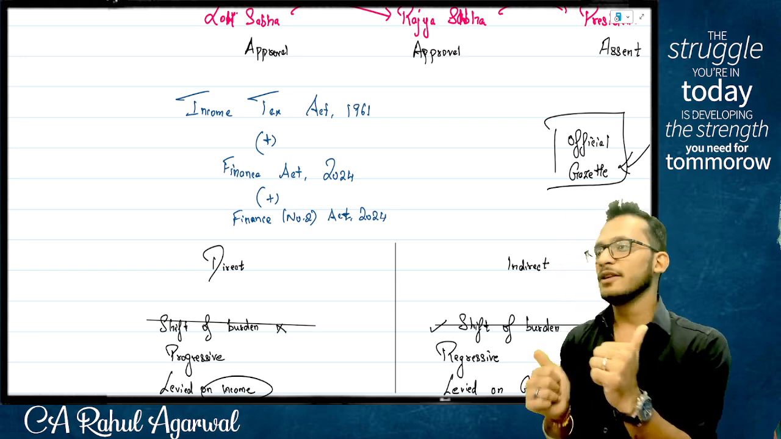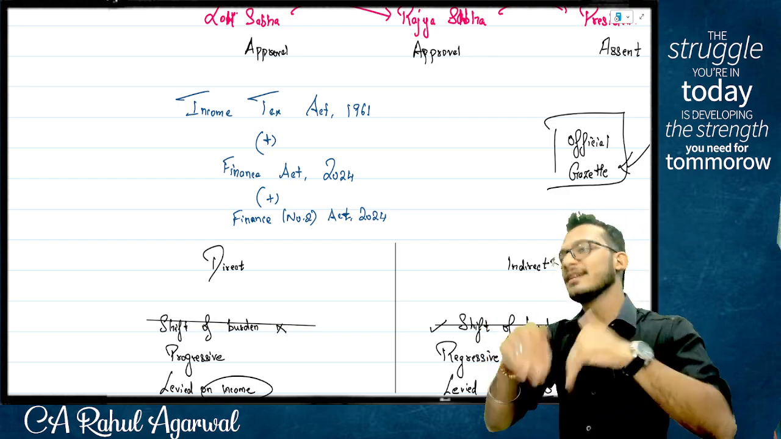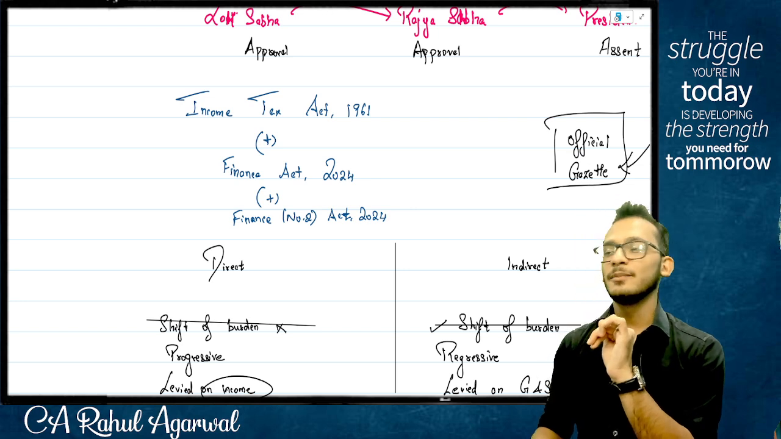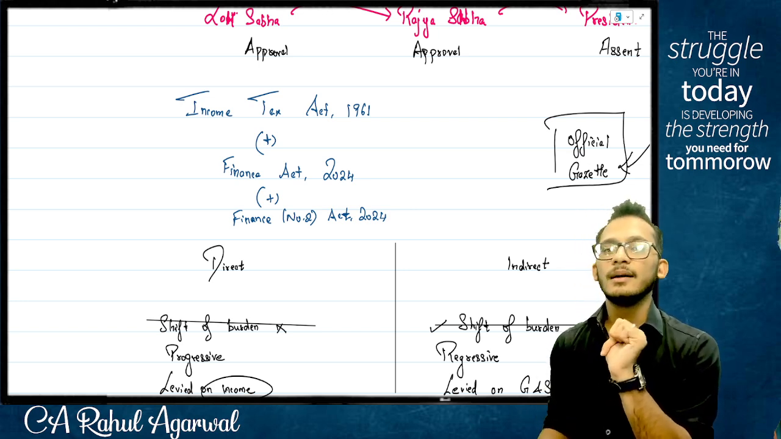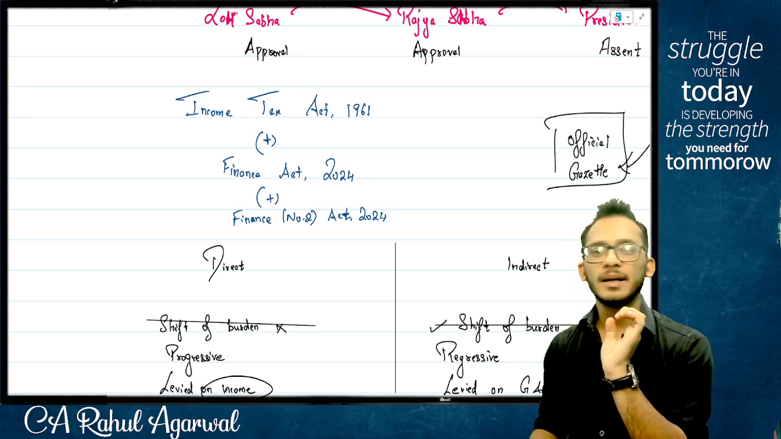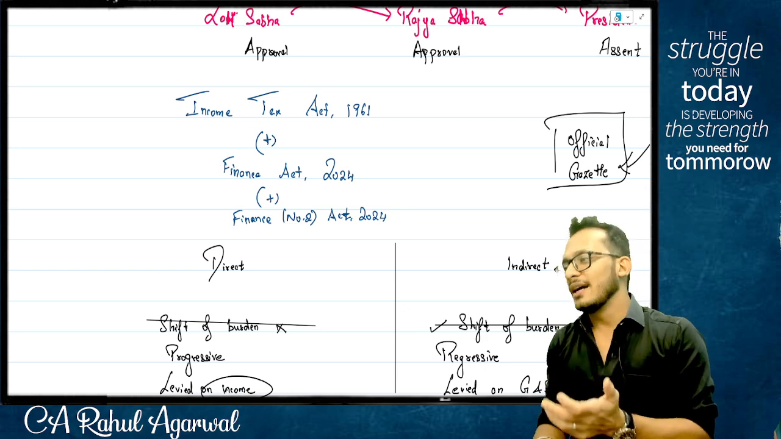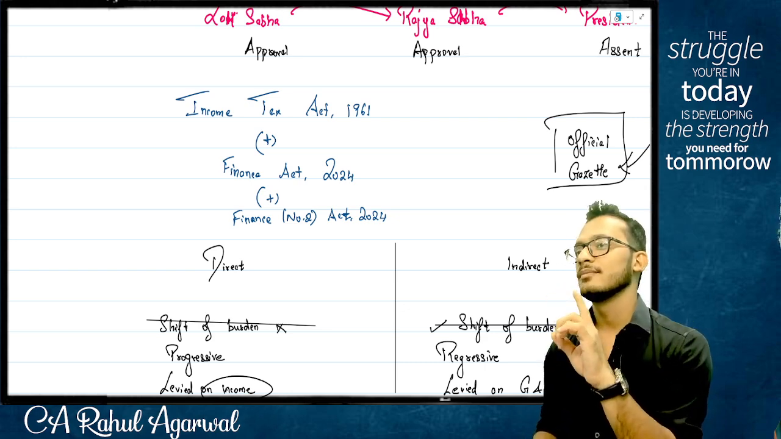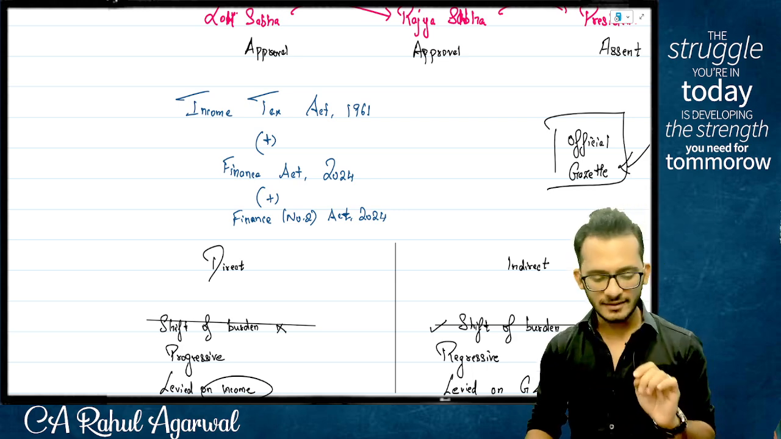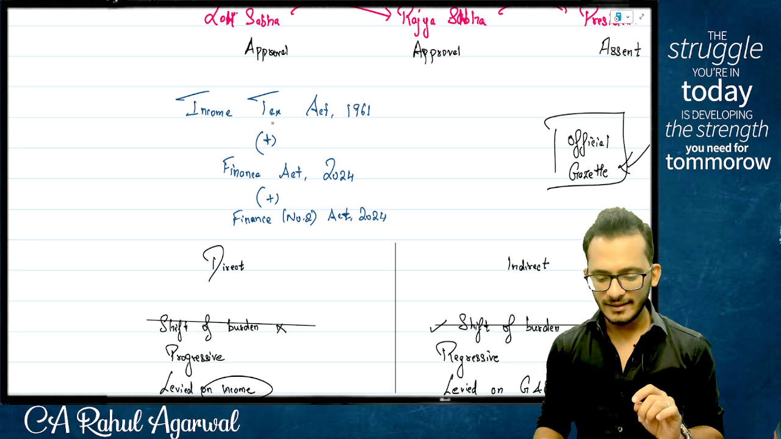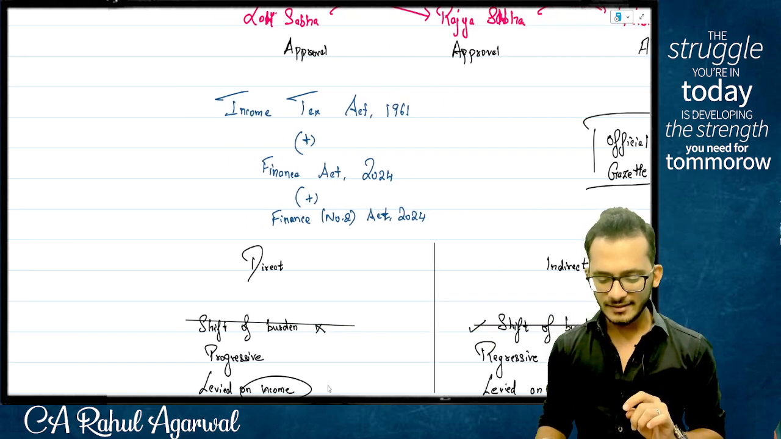Great. Now that you have understood what is direct tax and indirect tax, now let's get to my subject. We're moving into something called the Income Tax Act 1961. Every time you start an act, people, the first section will talk about title, extent and commencement.